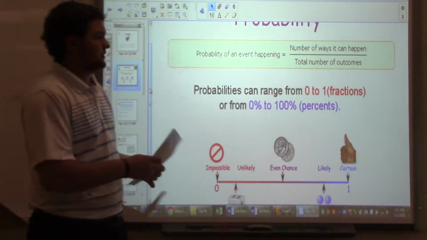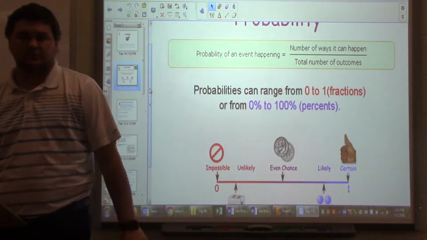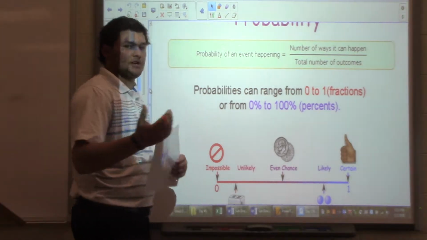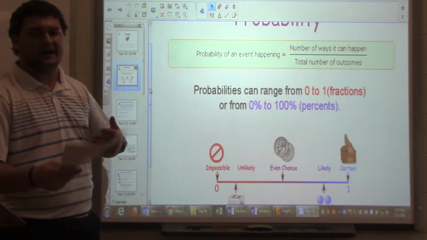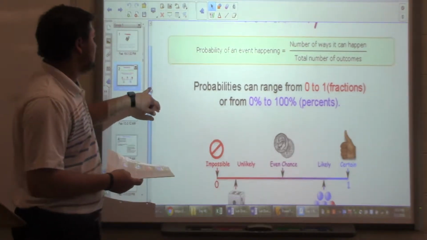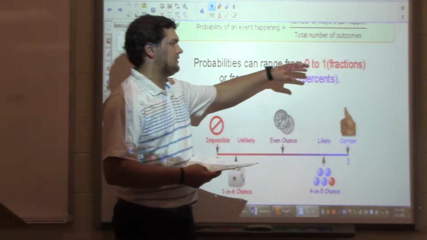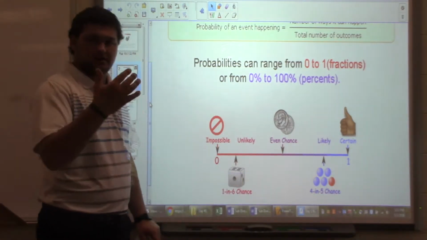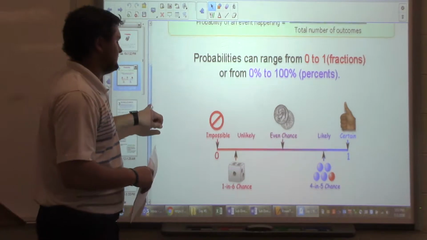Probabilities can range from 0 to 1 if we're talking about fractions or decimals. Can range from 0% to 100% if we're talking about percents. A lot of times we'll use fractions, sometimes we'll use percentages. We can switch in between both, not a big deal. But 0 to 1 for fractions and decimals, 0 to 100 for percents. It's just scale on here.